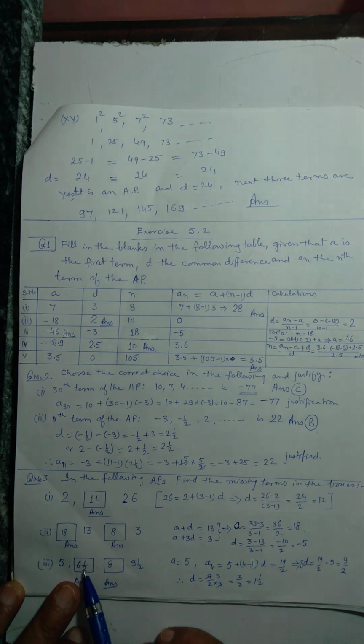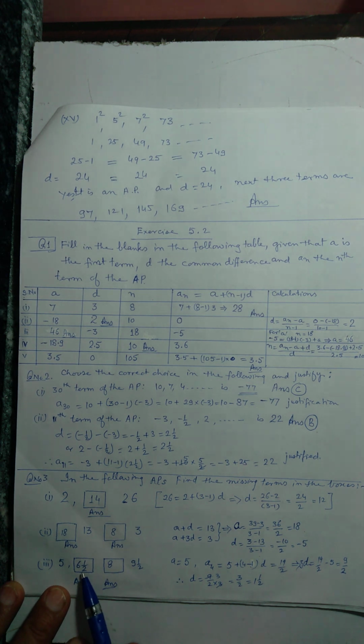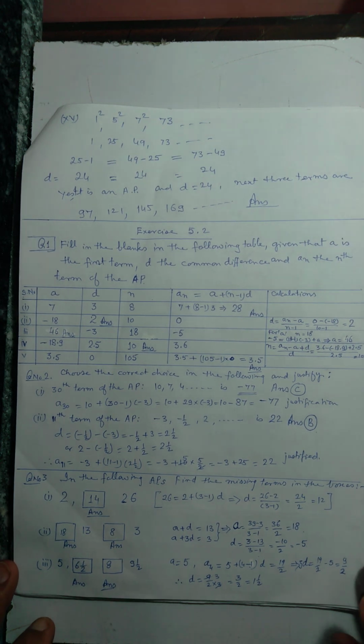So 5 plus 1 and 1 by 2, that will be 6 and 1 by 2. Then 6 and 1 by 2 plus 1 and 1 by 2, that will become 8. So 6 and 1 by 2 and 8 are the appropriate answer for the third part of the question number 3.